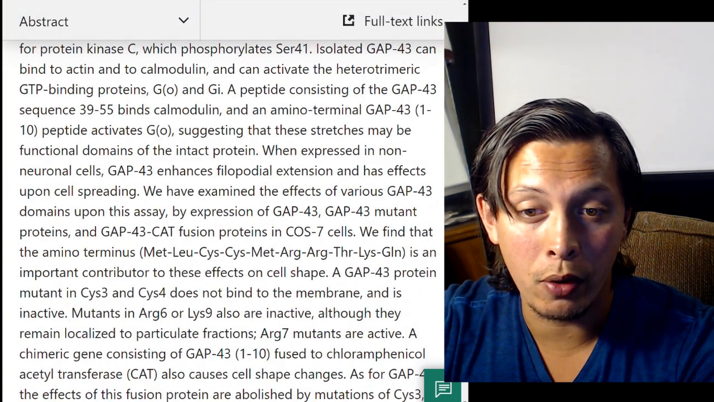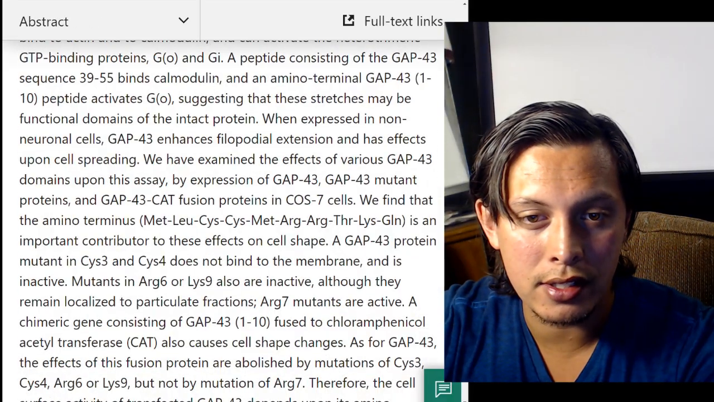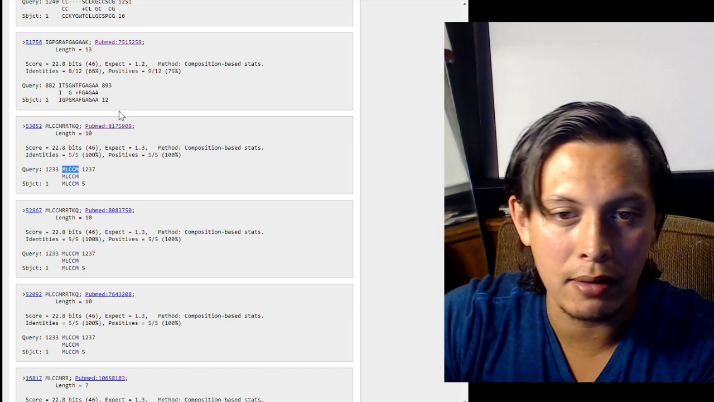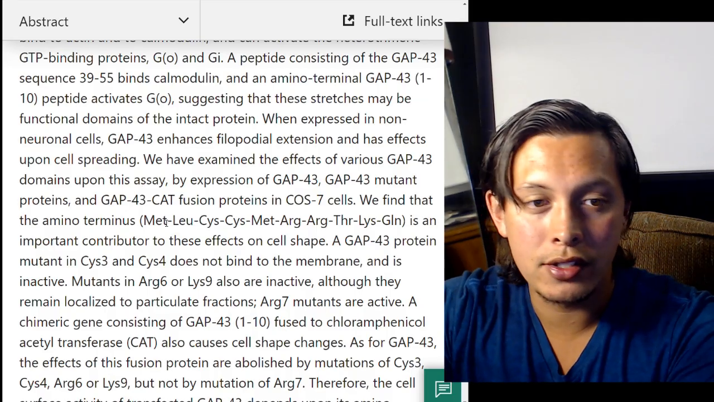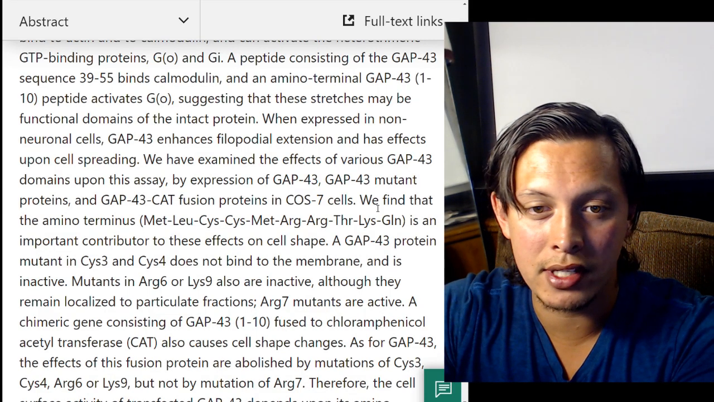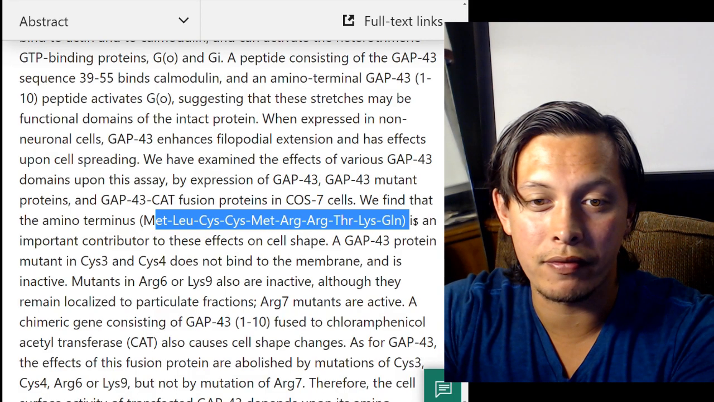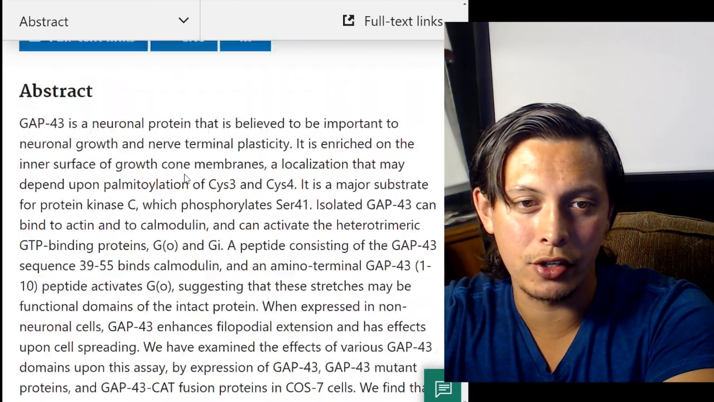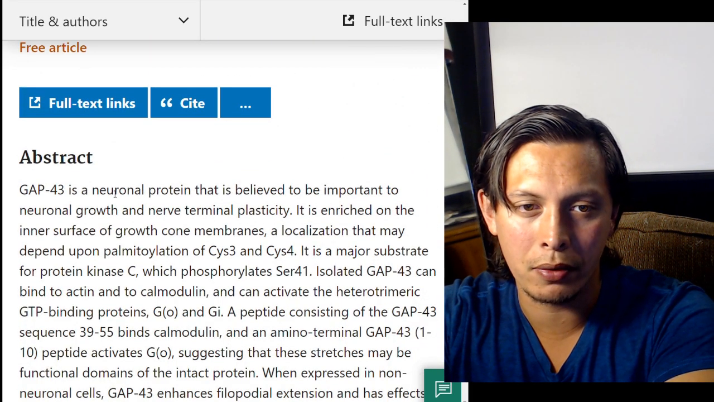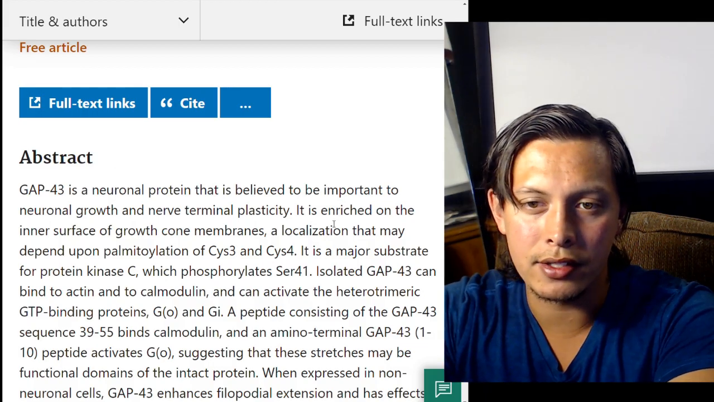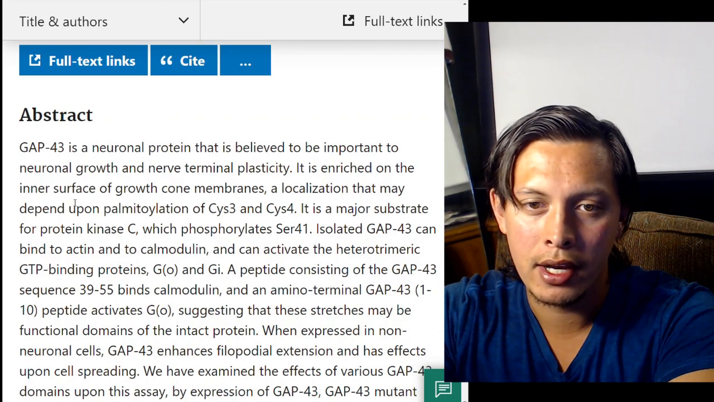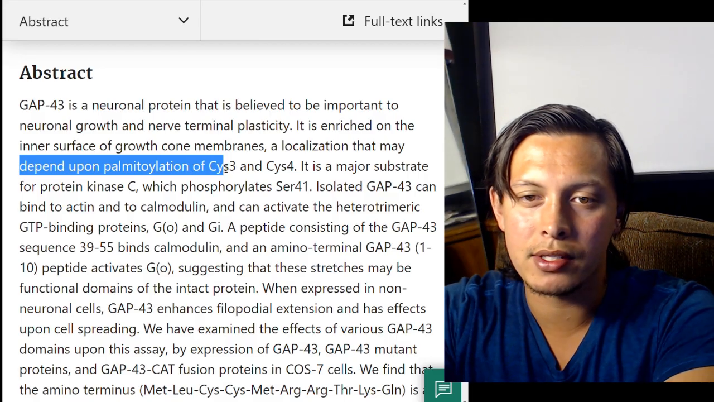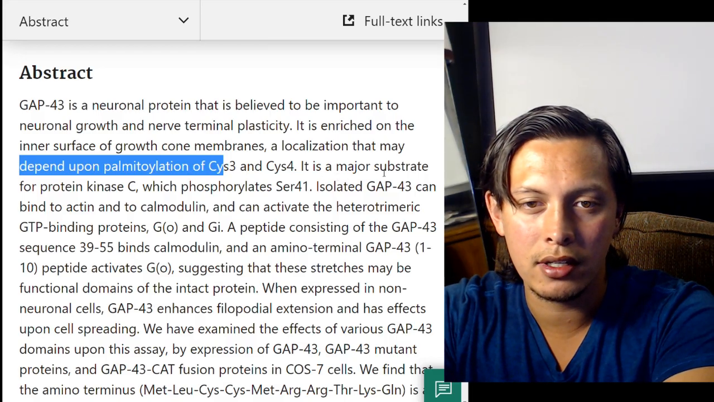So I'm not going to go through the whole thing, but LCC, MRR, if that is the MLCCM, okay, so yeah. So we find that the amino terminus MLCCM is an important contributor to these effects on cell shape. I don't know if it's a neuronal peptide that is important for neuronal growth and nerve terminal plasticity. It is enriched on the inner surface of the growth cone membranes, a localization that may depend upon palmitoylation of Cys3 and Cys4. It is a major substrate for protein kinase C.